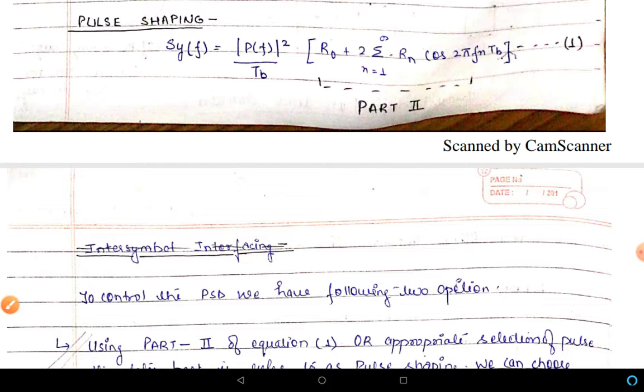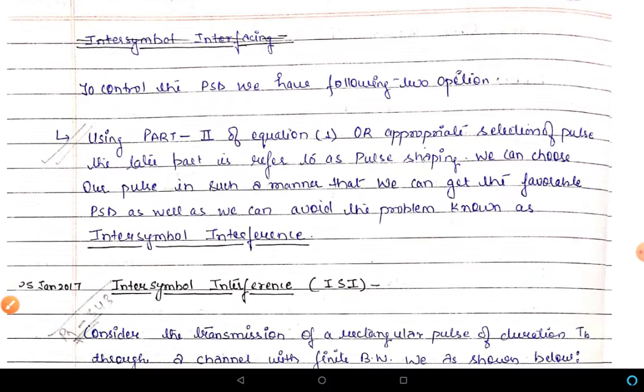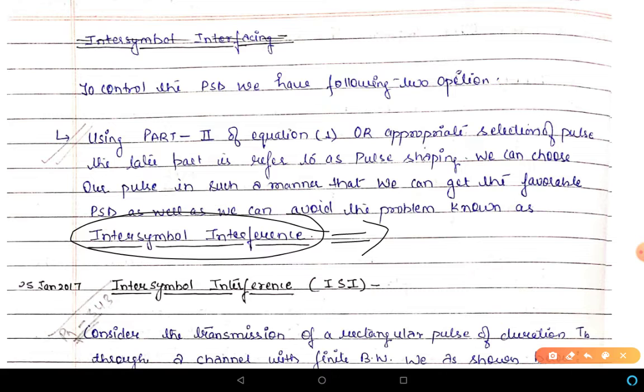And the second option is that I must work on the pulse P(f). So now we will see how to work on the pulse P(f) so that we have a favorable PSD and we can control something called intersymbol interference. So we'll try to understand what intersymbol interference is and how to have a proper shape of the pulse so that this intersymbol interference could be avoided.